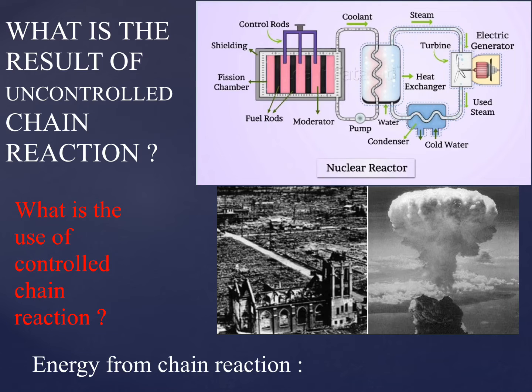Let's answer the second question. What is the use of controlled chain reaction? Controlled chain reaction is used to generate electrical energy. The energy released from the nuclei in uranium fuel in the nuclear power plant is used to generate electrical energy.